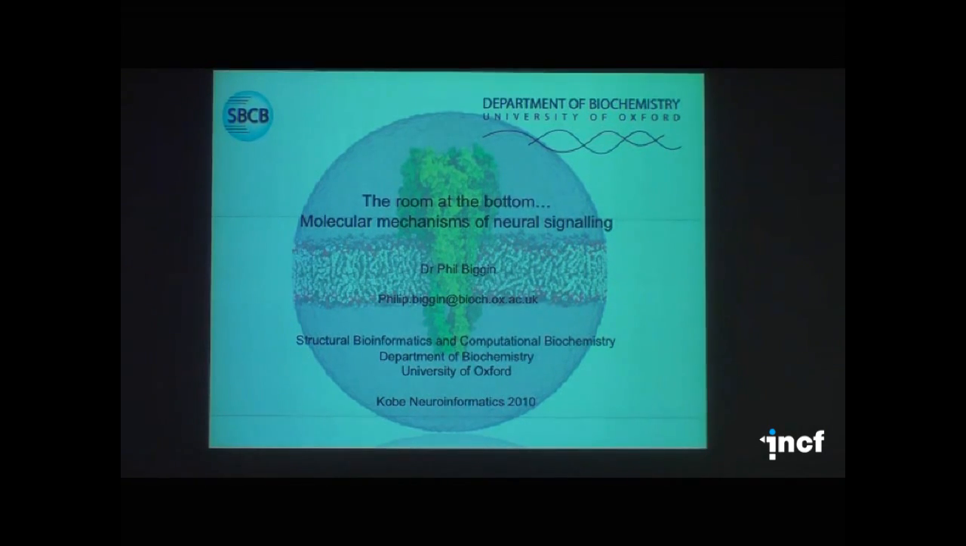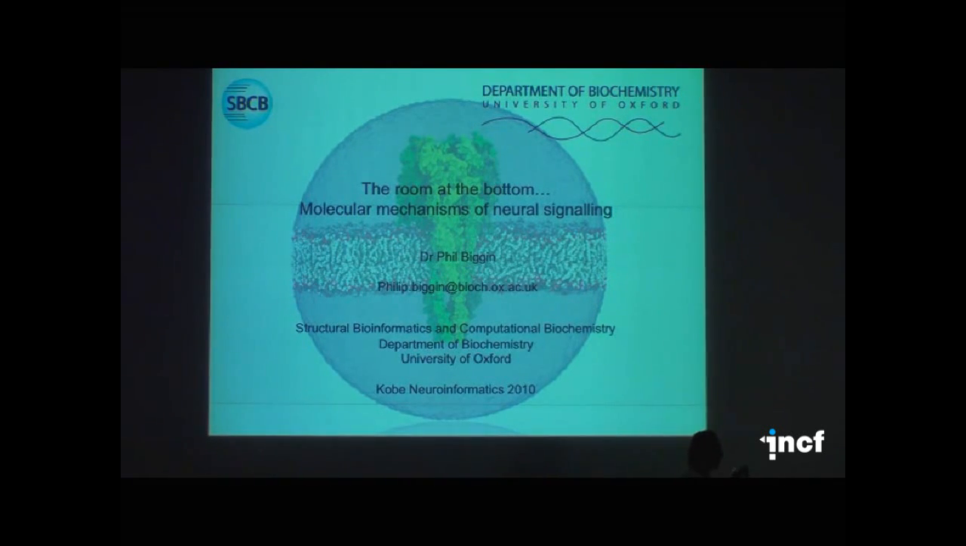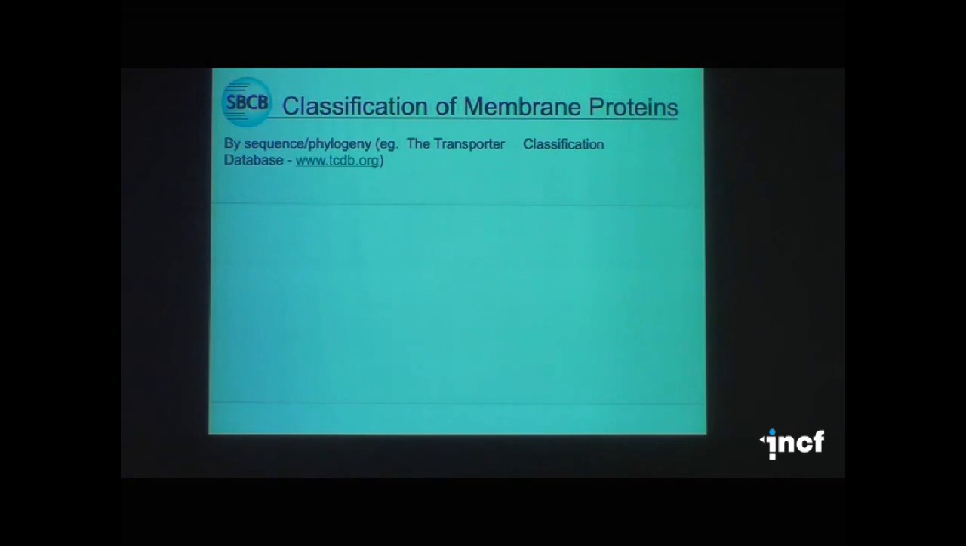At the very basis of most molecular signaling are membrane proteins, and you can see in the background here an example of that, embedded in a typical membrane simulation environment, if you like. So the first thing, to put things in perspective, is to consider how you might classify membrane proteins, and you can do that in a variety of ways.